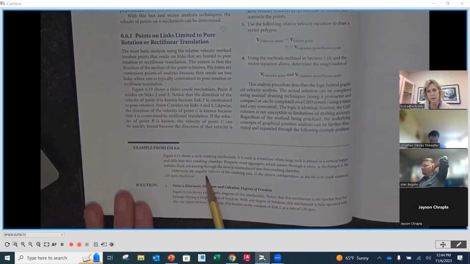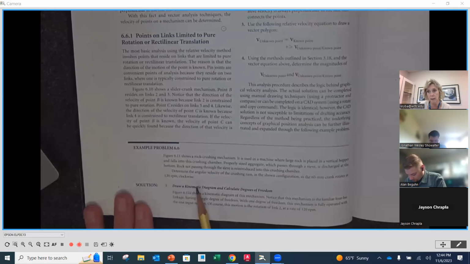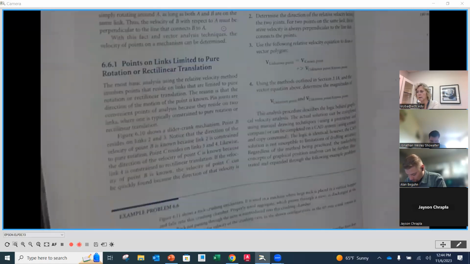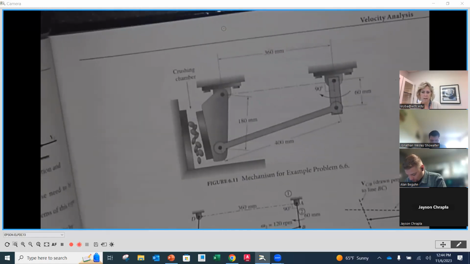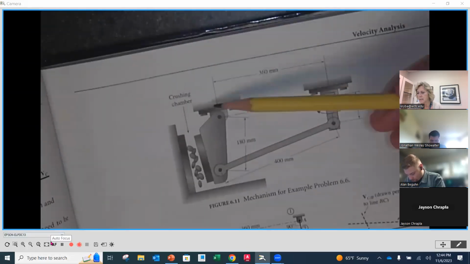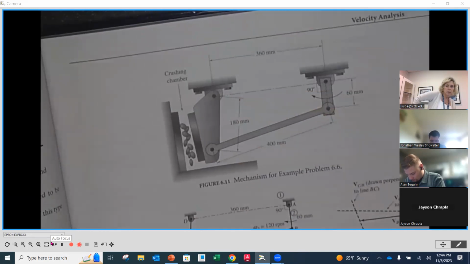Determine what the angular velocity of the crushing ram is in the shown configuration as the 60 millimeter crank rotates at 120 RPMs clockwise. Okay, so angular velocity of the crushing ram. Here's the mechanism. And as we look here, this is the crushing ram. All right. Now, like I said, we've looked at this one before a couple times.